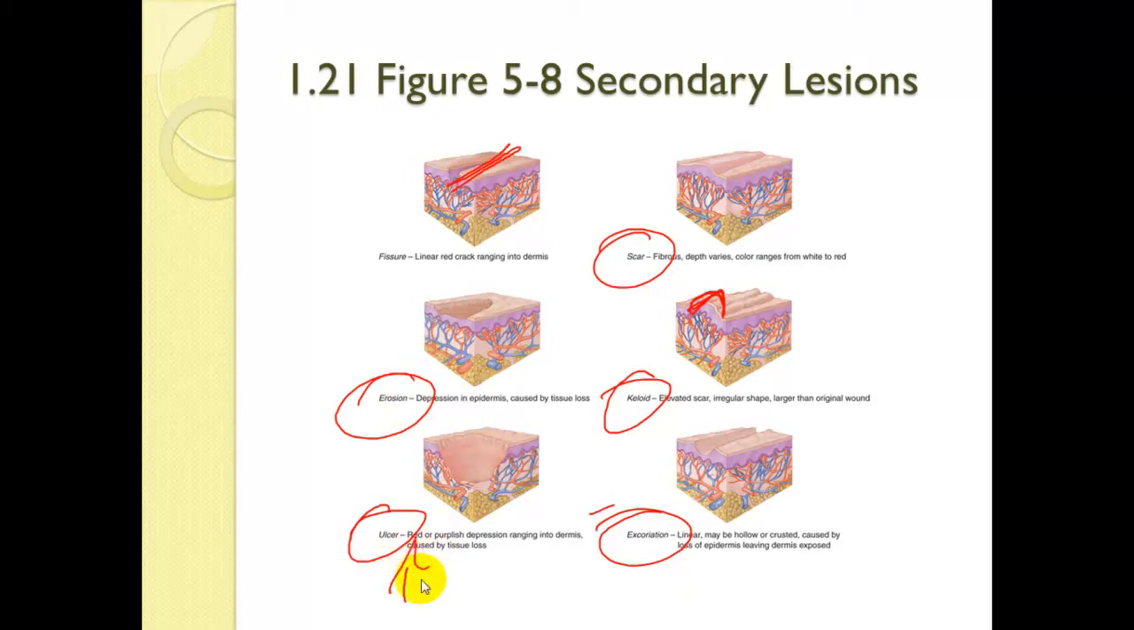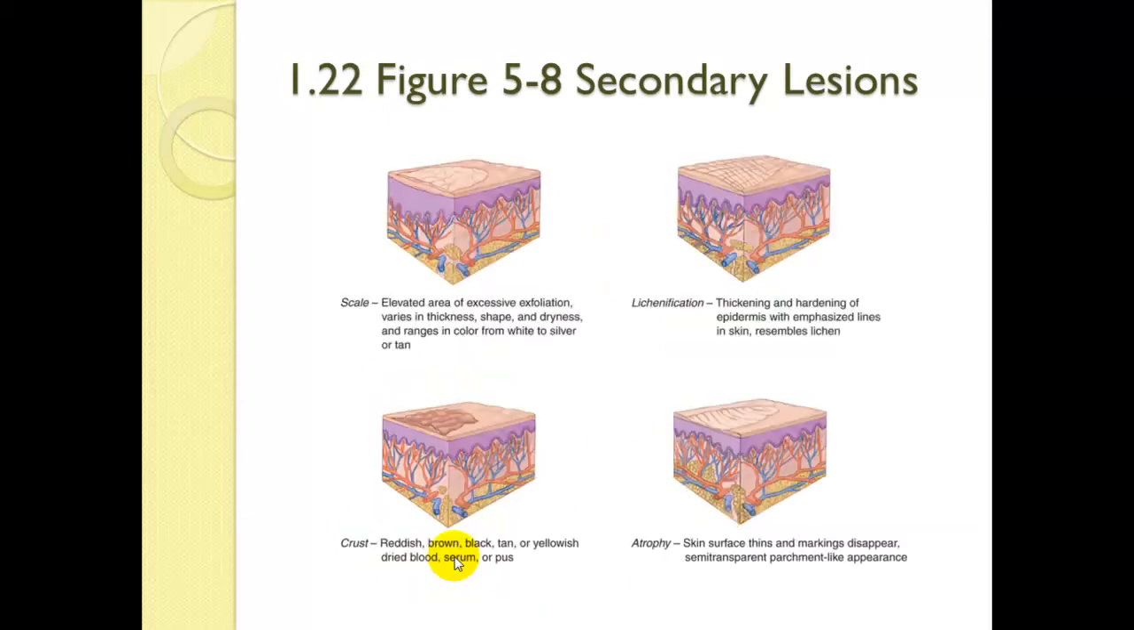Ulcers, we may see in decubitus ulcers as an example of this, where pressure actually causes the tissue to become hypoxic. This causes necrosis of that tissue, and then the tissue to slough off. Once the tissue sloughs off, it leaves what's called an ulcer. We have scale, lichenification. Please again look over these, crust formation, and then atrophy of the actual skin.